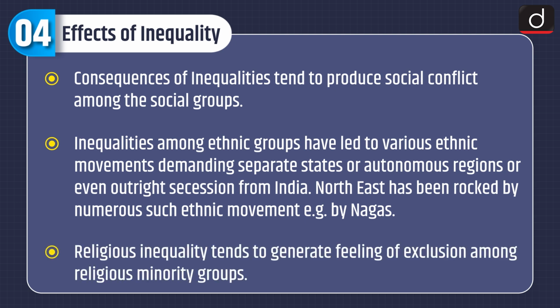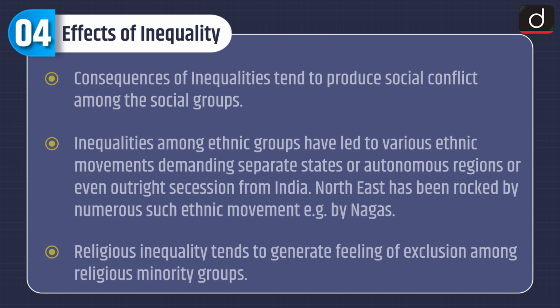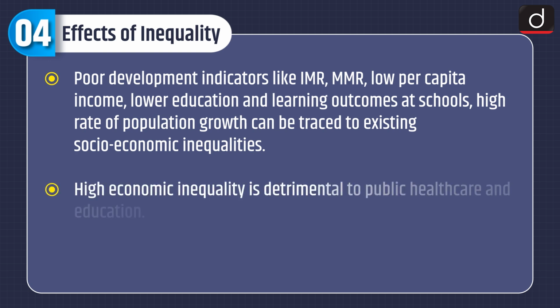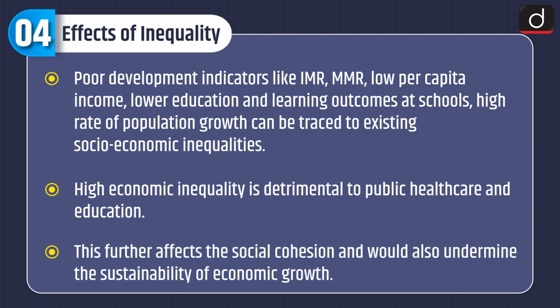Religious inequality tends to generate a feeling of exclusion among religious minority groups. Poor development indicators like IMR, MMR, low per capita income, lower education and learning outcomes at schools, and high rate of population growth can be traced to existing socio-economic inequalities. High economic inequality is detrimental to public health care and education. This further affects social cohesion and would also undermine the sustainability of economic growth.